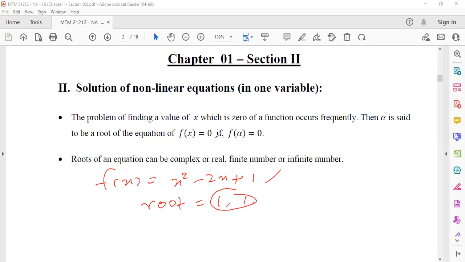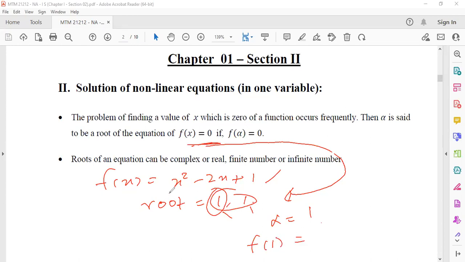See here, I wanted to explain this part to you. I have found my alphas are 1, 1. Let me take only one. Whatever alpha I put, it will give the same answer. So I'm going to take alpha equal to 1. If you substitute alpha equal to 1 in this expression, x squared is 1 squared, minus 2 times 1 plus 1. What is the answer? 1 plus 1 is 2, 2 minus 2 is 0, isn't it? So I can say alpha is a root.